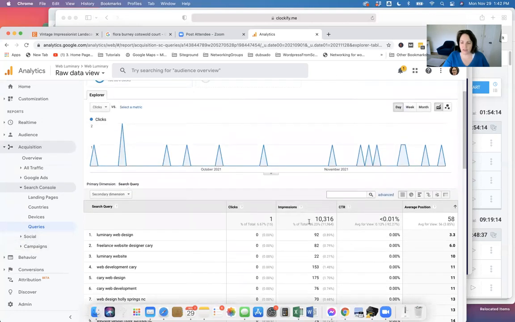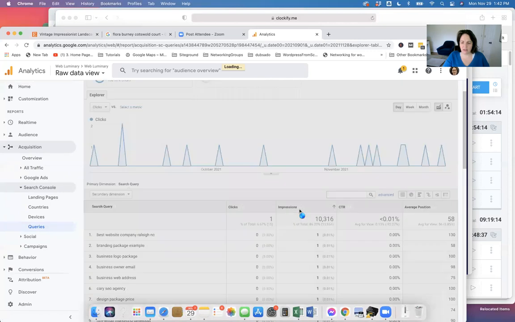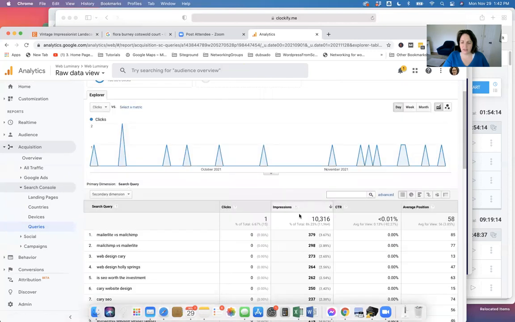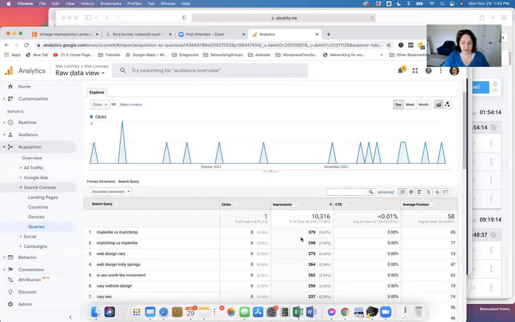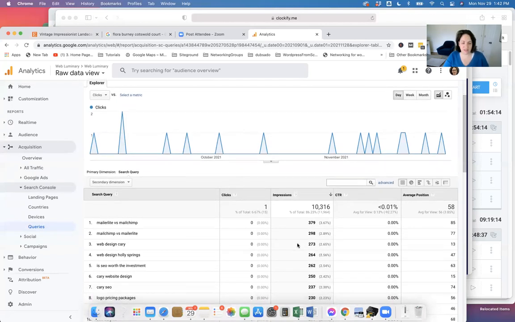And you can sort these based on impressions. This is 3 months worth of data. So the number one thing that I rank for is MailerLite versus MailChimp. I wrote a blog post on that, the MailChimp versus MailerLite. And then I rank for website, web design Cary. Isn't that fun? Impressions, how many times I showed up.